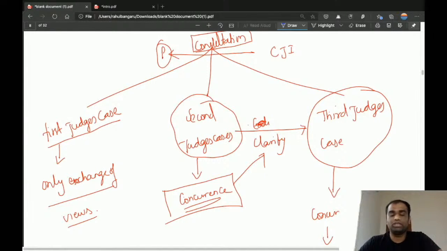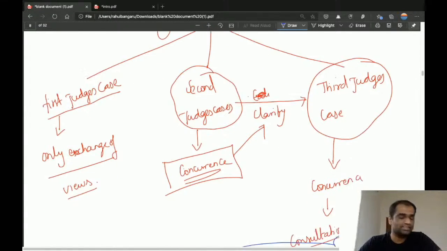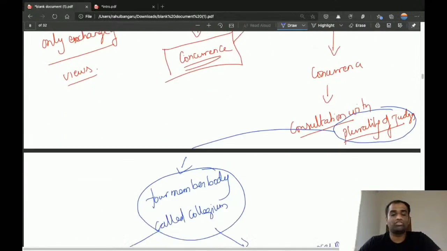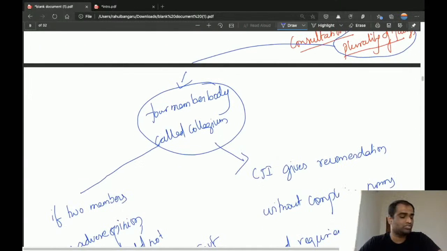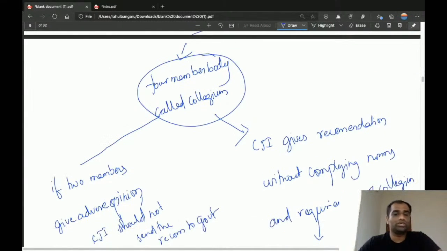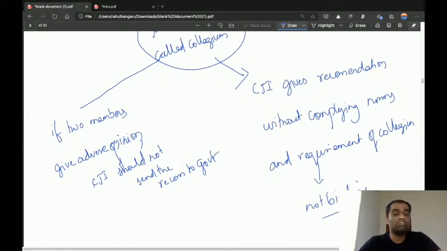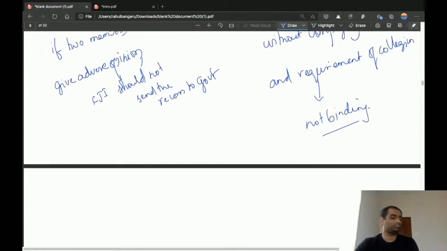Only then will the President be able to appoint. Now, in the Third Judges case, the word concurrence was expanded considerably. Concurrence means consultation with a plurality of judges. This plurality of judges will be established as a body called the collegium, a four-member body. In this collegium, even if two members give their adverse opinion, the Chief Justice should not send the recommendation to the government. And if the Chief Justice gives the recommendation without consulting the collegium, then the recommendation is not binding on the President of India.